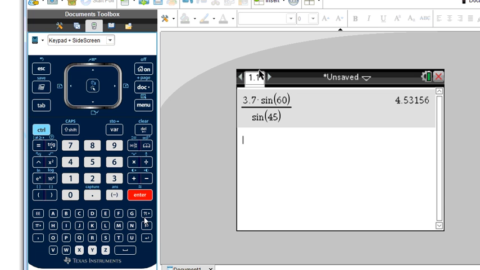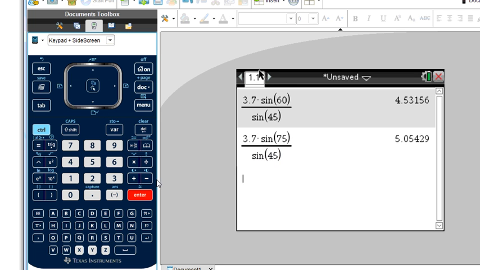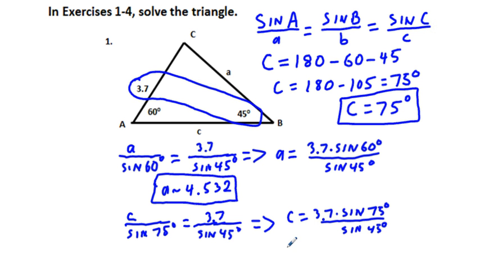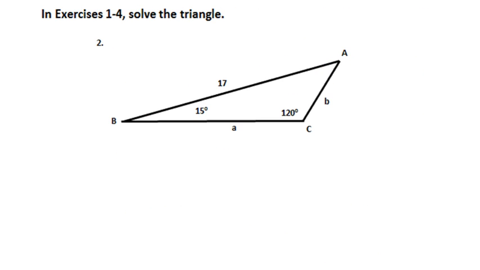So we go to our calculator again, and everything's the same, except in the numerator we're multiplying by the sine of 75 degrees instead of the sine of 60 degrees. We divide, as before, by the sine of 45 degrees, and we have 5.054, rounded to the thousandths place. Some people round to the hundredths place or to the tenths place. If you're using a preliminary answer that will later get to a final answer, round as little as possible.